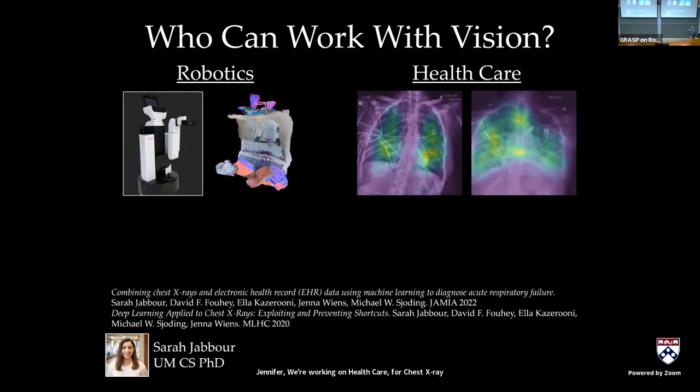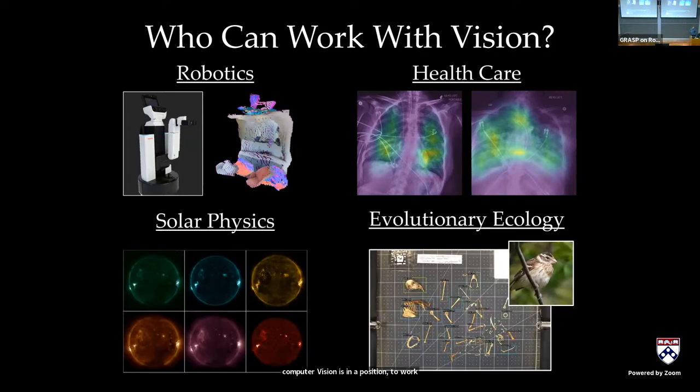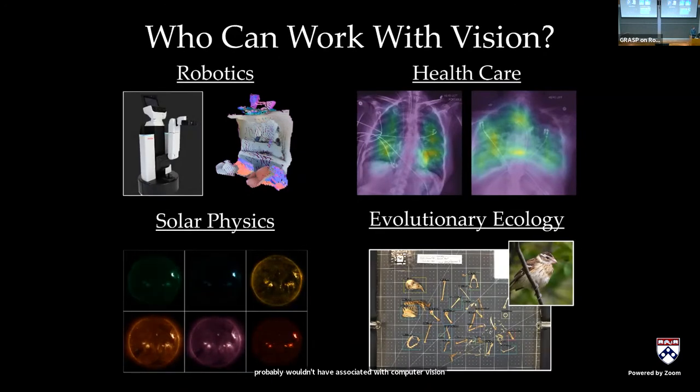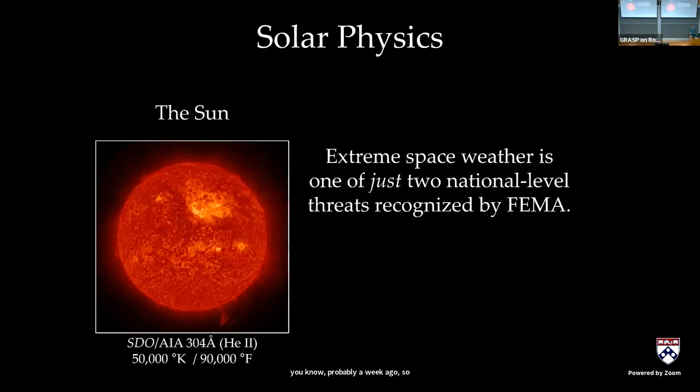I think we can think much more broadly, because I think computer vision is in a position to work really nicely with other fields. So I'm going to talk briefly about my work in solar physics and then evolutionary ecology, two things that you probably wouldn't have associated with computer vision, probably a week ago. Solar physics is a very interesting thing. It's something that is extremely important that people tend not to talk too much about. Extreme space weather is one of just two national level threats that have been recognized by FEMA, stuff like solar flares and coronal mass ejections.